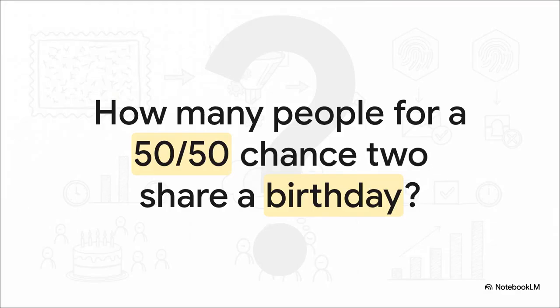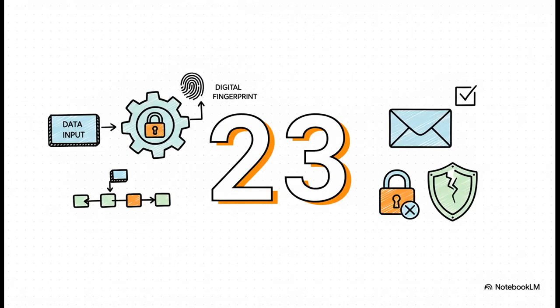So let me ask you, how many people do you need in a room to get a 50-50 chance that at least 2 of them share a birthday? Now, your gut might say, I don't know, half of 365, so maybe 183? But that is way, way off. The answer is just 23. Yeah, that's it. With only 23 people, it's already a coin toss whether 2 of them share a birthday.